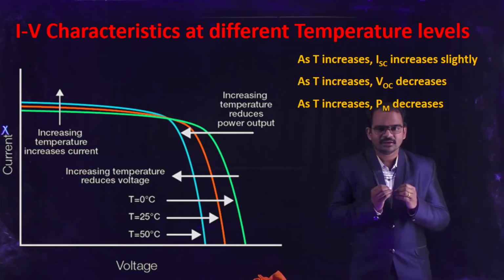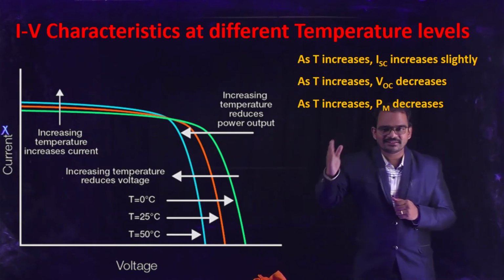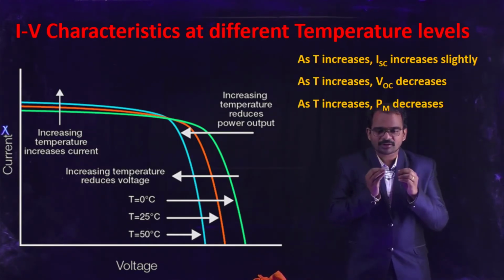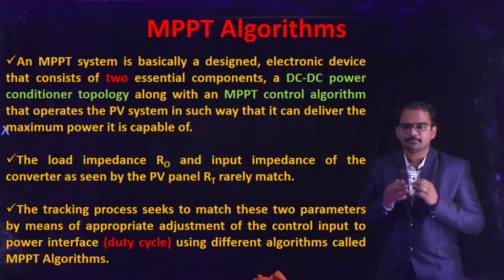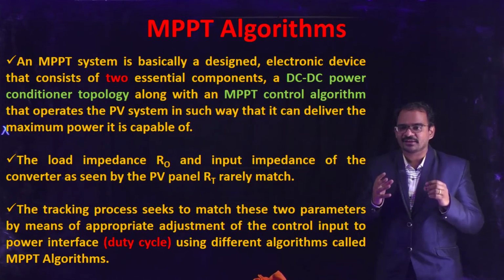And similarly, you can see the variation in that curve. Whenever there is an increase in temperature, the power output at the maximum power point of a PV module is reduced. Now let's enter into the actual discussion, that is the heart of this unit, that is MPPT algorithms, the maximum power point tracking algorithms.